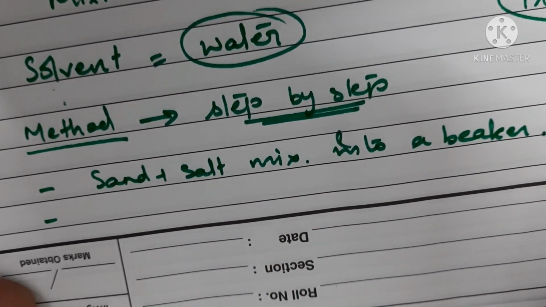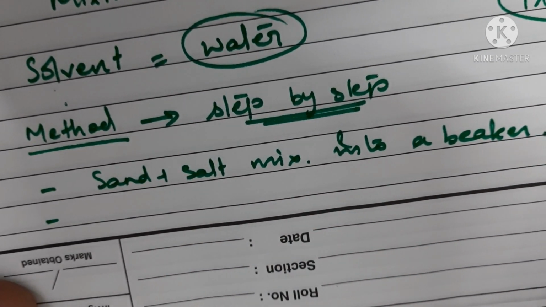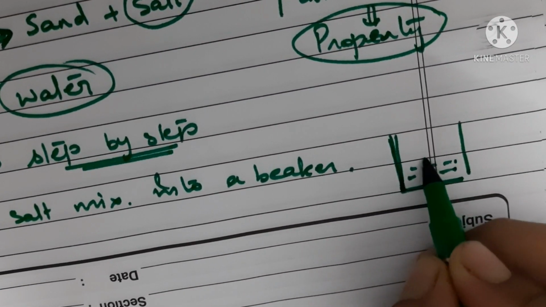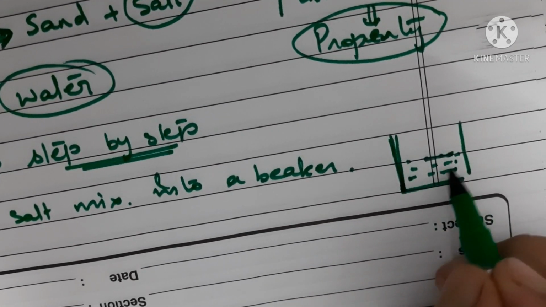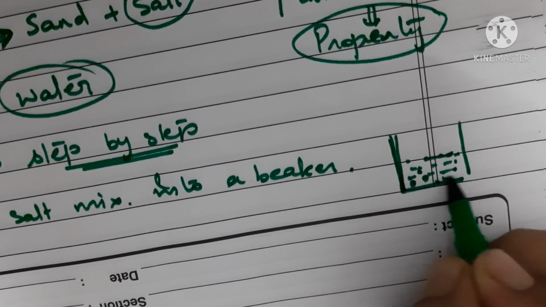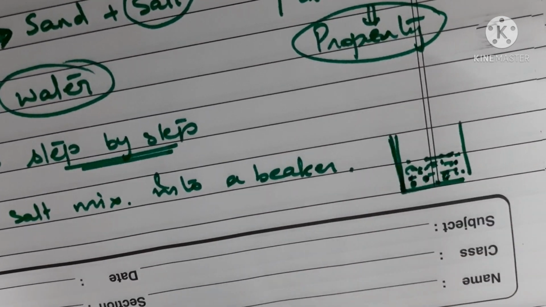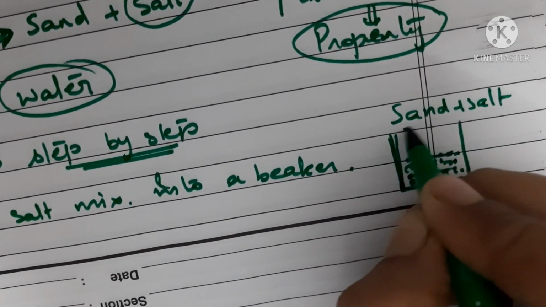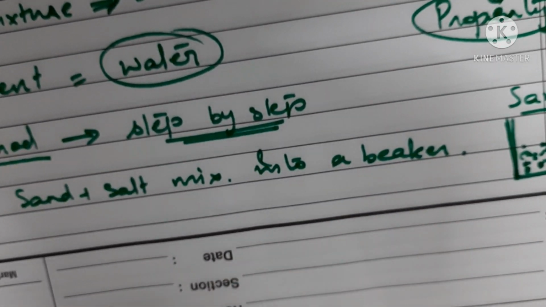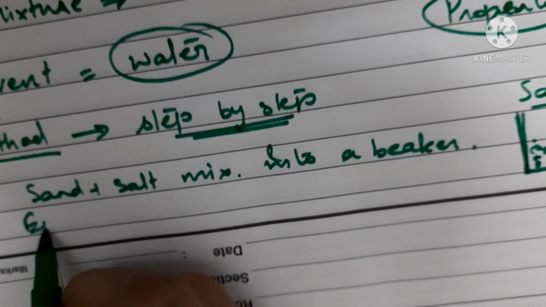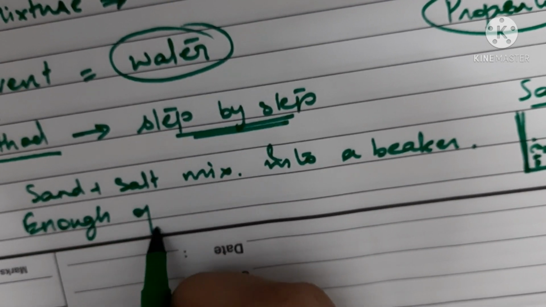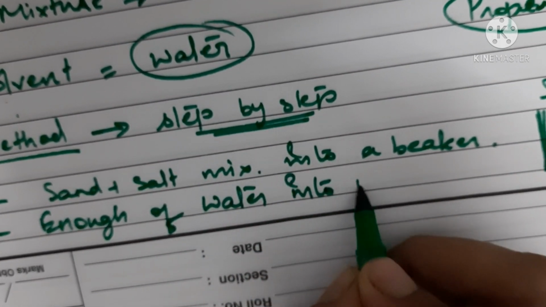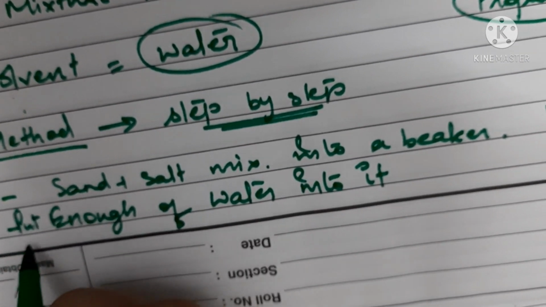Suppose you have one beaker with you, and you have a sand and salt mixture here. This is your mixture, sand plus salt, both mixed here. Now, in this mixture what are you going to put? Enough water into it. I had left out this word.